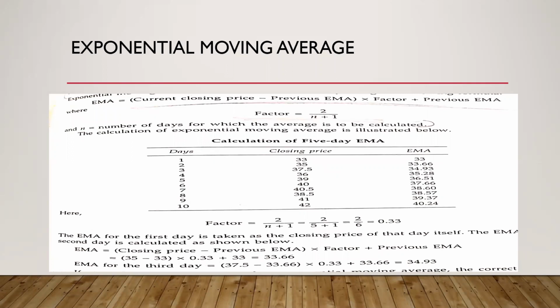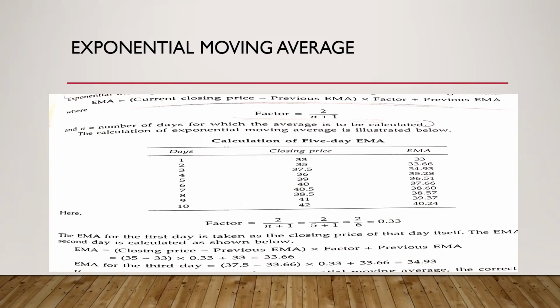There is no previous EMA. So we know that in the case of exponential moving average, we calculate from the second day onwards. For the first day, the closing price itself will be considered as the EMA because we cannot apply the formula since there is no previous EMA. So for the second day, the current price is 35 minus the previous EMA, which is 33. The previous EMA is the same as the closing price. So 35 minus 33, multiplied by the factor.